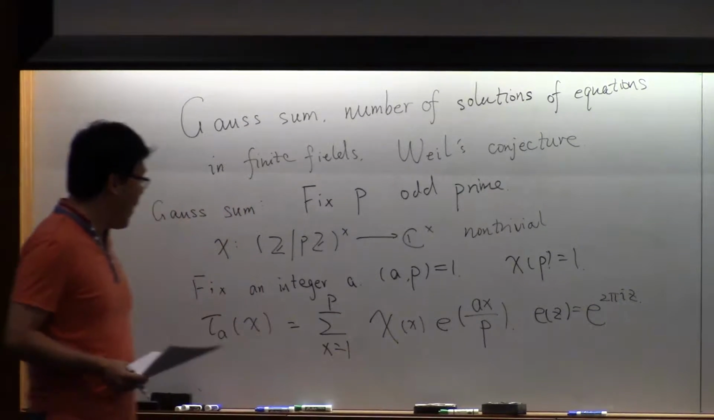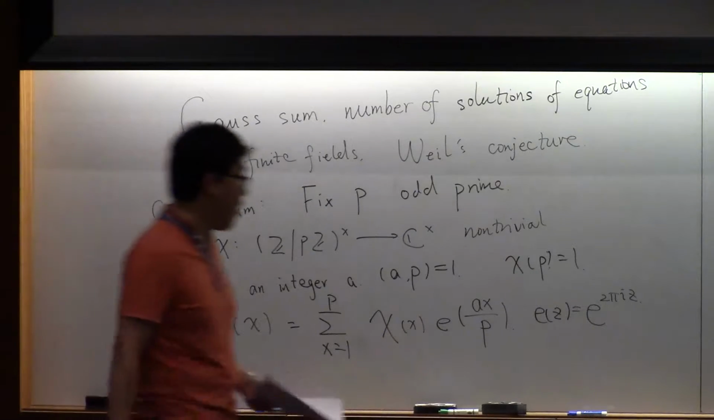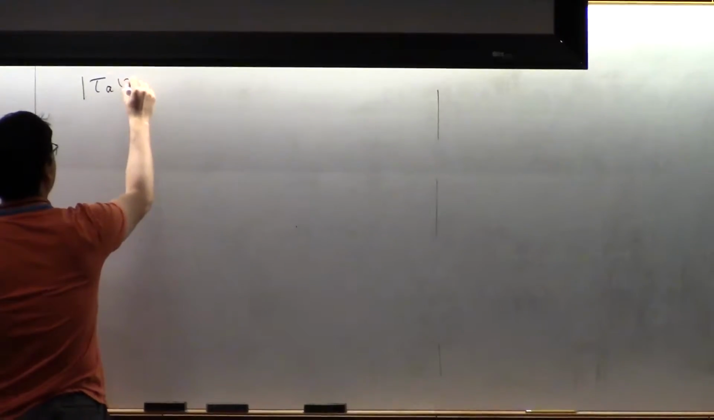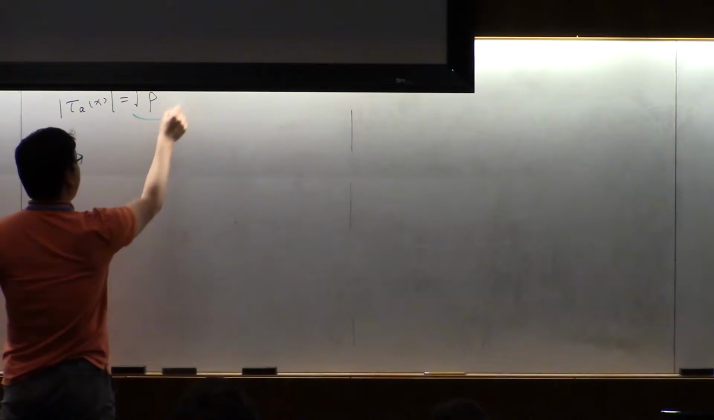This is a complex number, but it has a property that the absolute value of this complex number is square root p. So this is what I want to say for the Gauss sum. So keep this square root p in mind. This is the first topic.